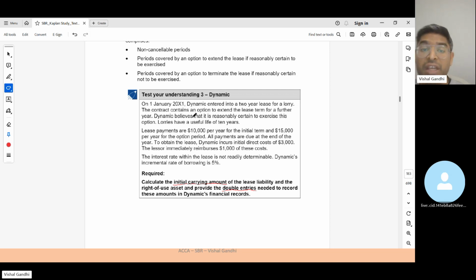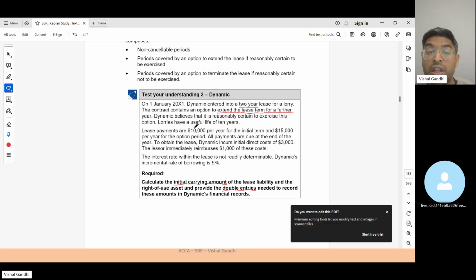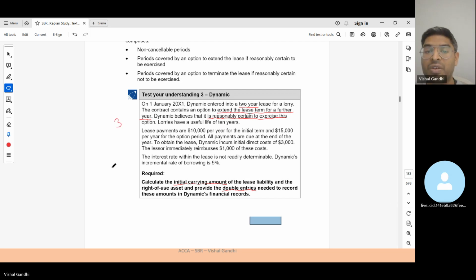Now let's look at the question again. Dynamic entered into a 2 year lease for a lorry. So we know 2 years is the lease term. The contract contains an option to extend the lease term for a further year, and it is reasonably certain to exercise this. That means the lease term will be how many years? 3 years: 2 years plus 1 year, right? The lorry has a useful life of 10 years.